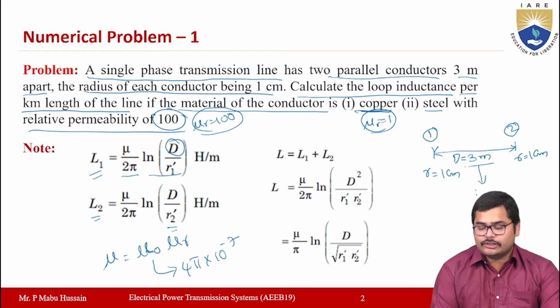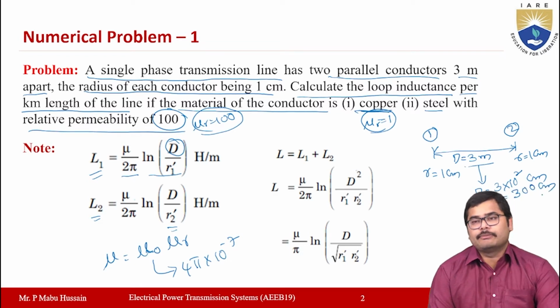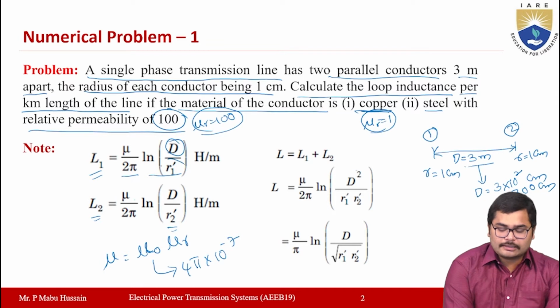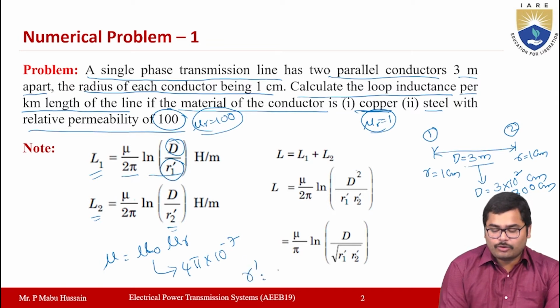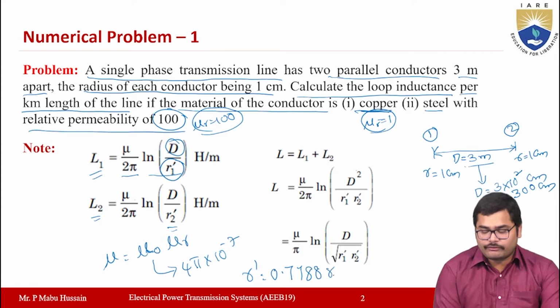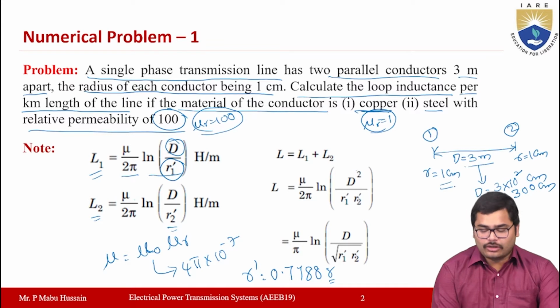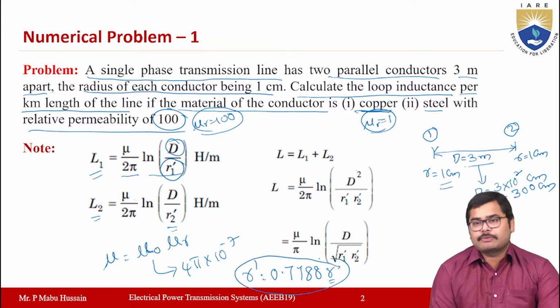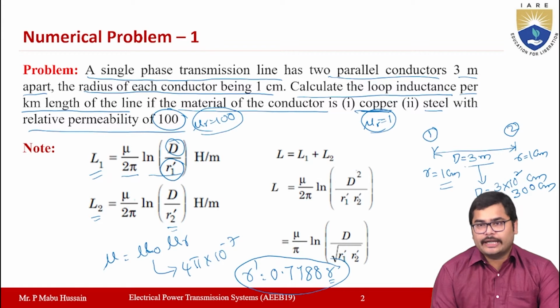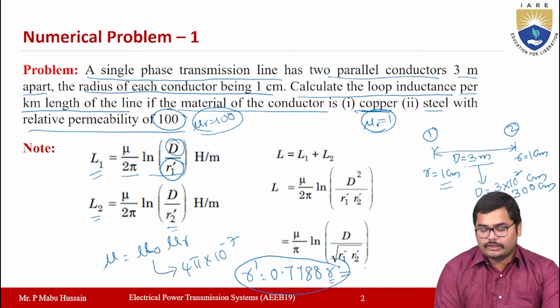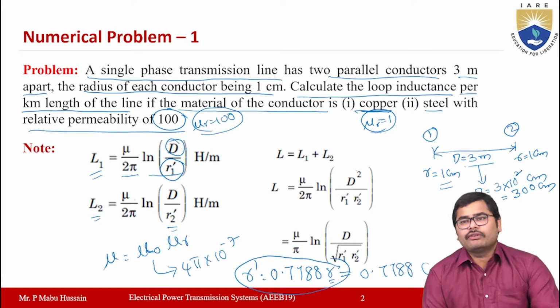When you convert these meters into centimeters, you have to multiply by 100 or 10 square, so that it will be given in centimeters. So D will be 300 centimeters. Okay, so now r dash is nothing but 0.7788 times the radius of your conductor. The radius of your conductor is given as 1 centimeter. So you can calculate the r dash value by using this expression: r dash is equal to 0.7788 times r. If you substitute r equal to 1, you will get 0.7788 as the value of r dash.